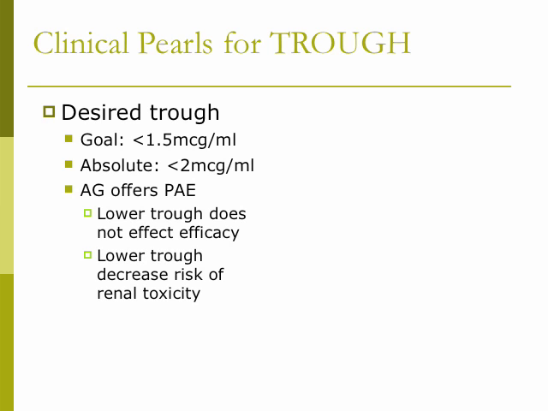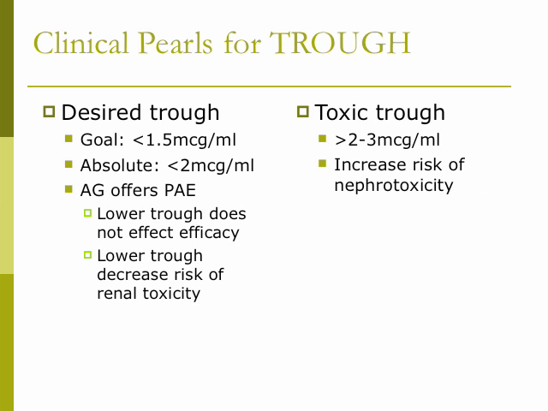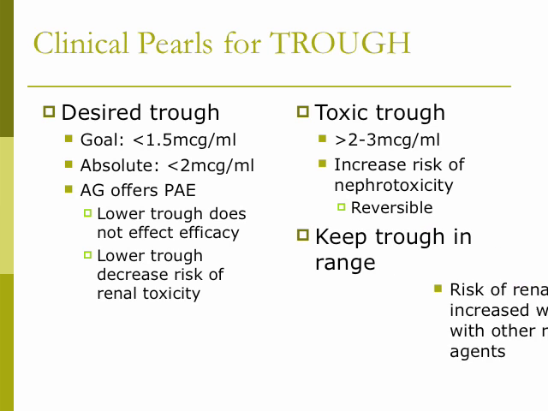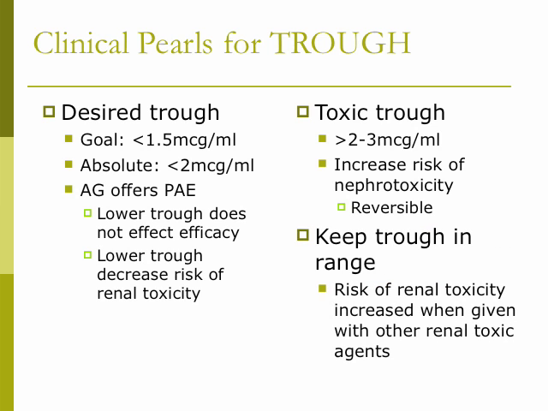Low trough decreases the risk of renal toxicity. Anything higher than 2 to 3 would be in the toxic range. It actually increases the risk of nephrotoxicity. Fortunately, it's usually reversible. So if you stop the offending agent, patients' renal function returns. Keep the trough in the range, and risk of renal toxicity increases when given with other renal toxic agents. So keep that in mind.